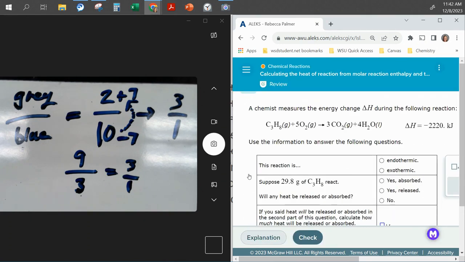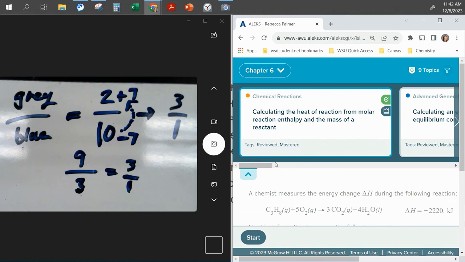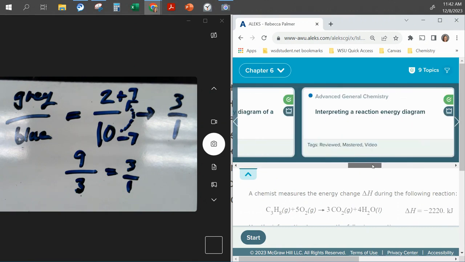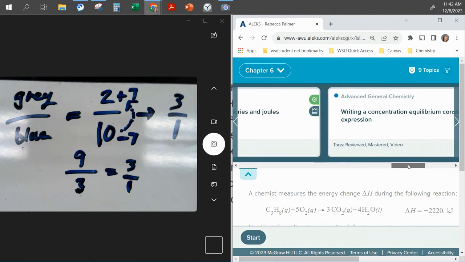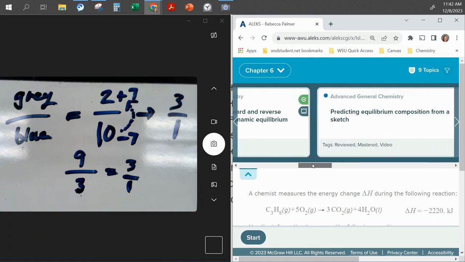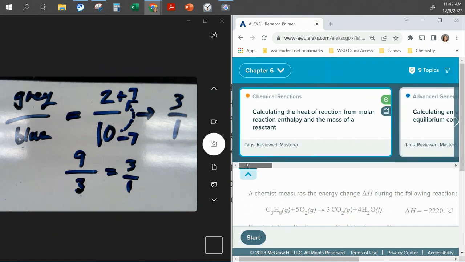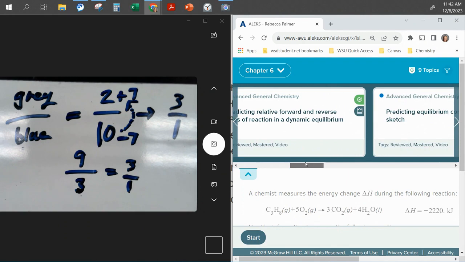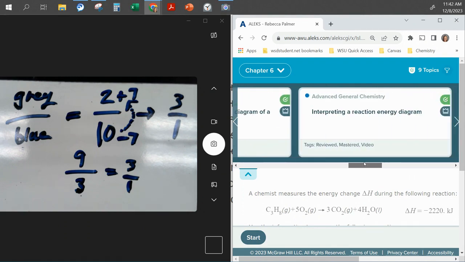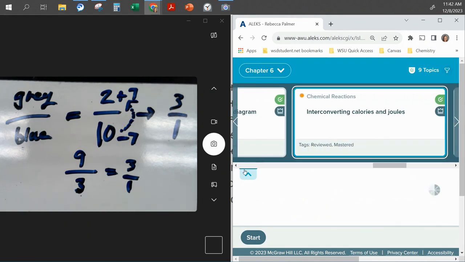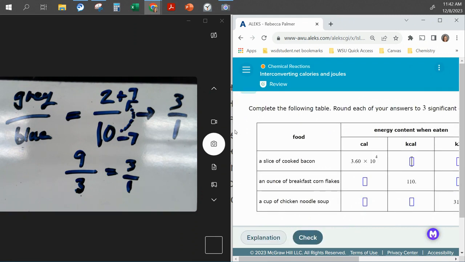I think it's, do you mean this one or do you mean the conversion? Interconverting. Okay, yes. Interconverting. Oops. Did I miss it? Yes, I missed it. Ah, I'm sorry. I'm slow at finding that.